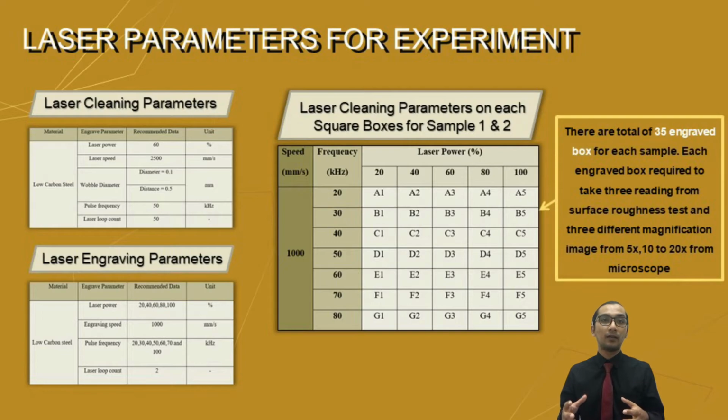So the first sample is only on the normal or original surface. The second sample utilizes the laser cleaning method. After laser cleaning on sample 2, it uses the same laser engraving parameters as sample 1 to laser engrave on the carbon steel. Here is the video of the laser engraving and laser cleaning process for my experiment.